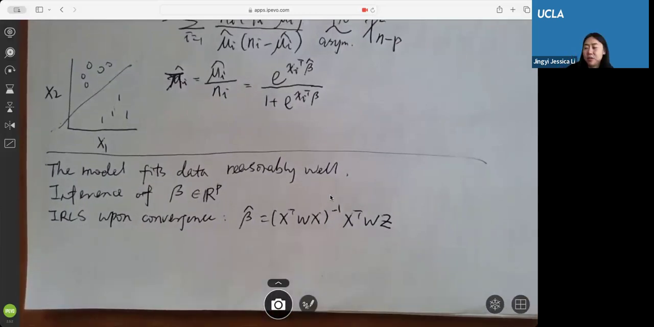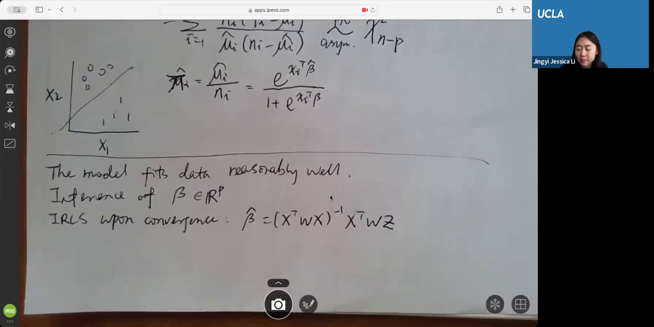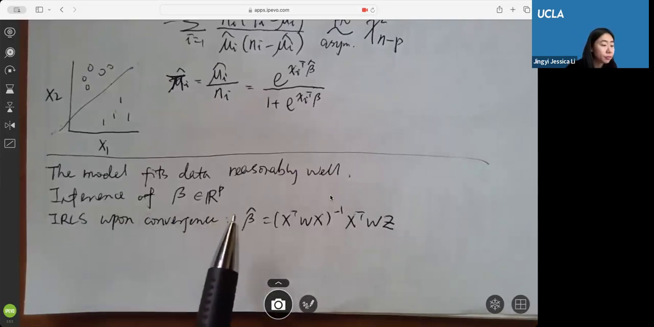So you can also think about this working dependent variable as where it very well mimics the g of y. Basically, that's what it is. So you stop at a very linear region of your likelihood function, and then you just get a solution there. So the last step there is like weighted least square. And this provides a basis for our inference of beta.